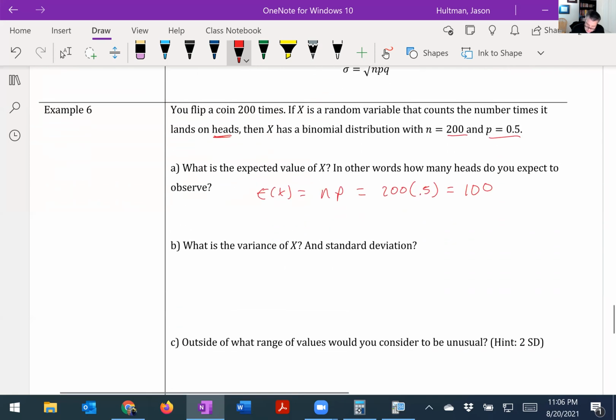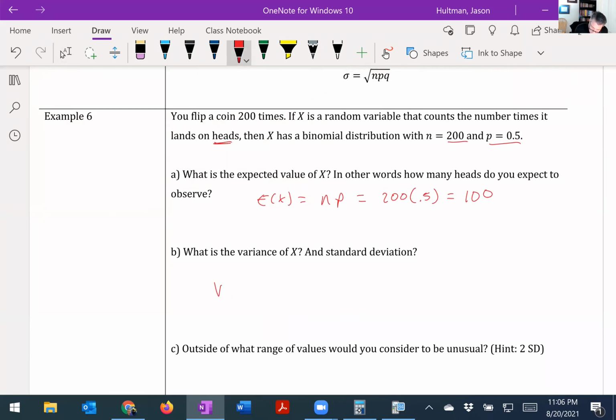What's the variance and standard deviation? The variance of X is npq. This is a measurement of how far away from the mean I would be. The mean is 100, so on average, how far away? npq is going to be 200 times 0.5 times q. If p is 0.5, then what's q? Well, q is 1 minus 0.5.